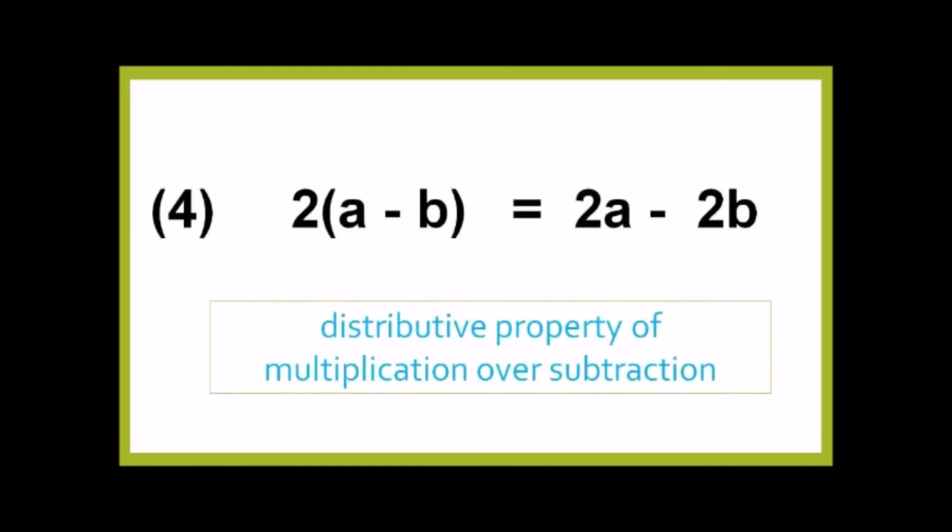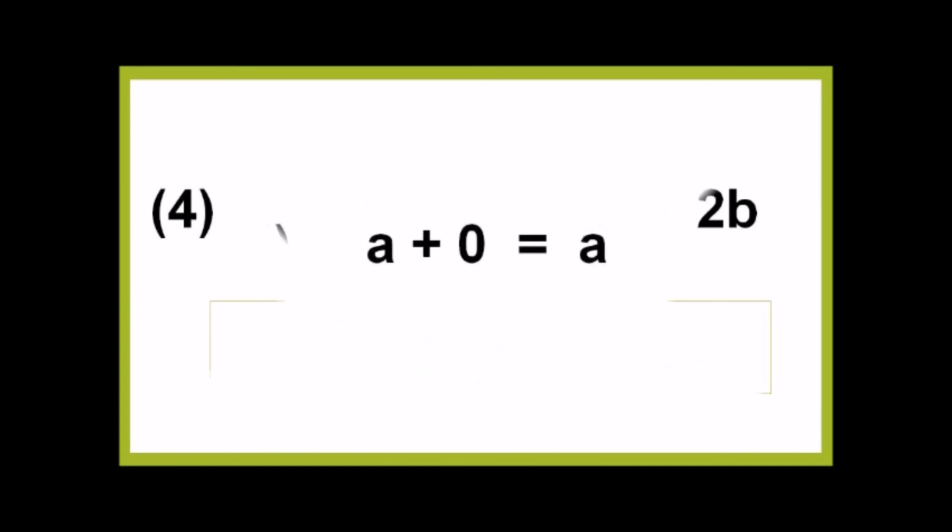Yes, it's distributive property of multiplication over subtraction. You are subtracting, so it has to be the distributive property of multiplication over subtraction. Remember, you remove the parentheses or the brackets and you get 2 times A and then minus 2 times B. That's what you're getting, and so it's multiplication over subtraction. Distributive property, multiplication over subtraction. Hope you got 4 out of 4 so far.